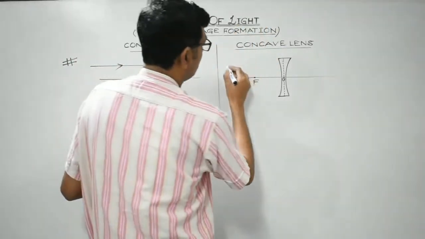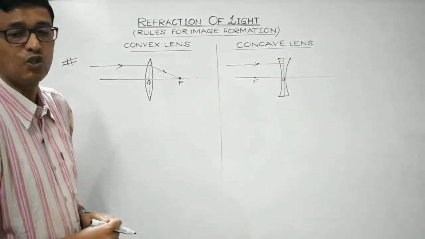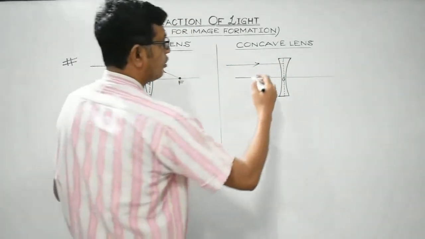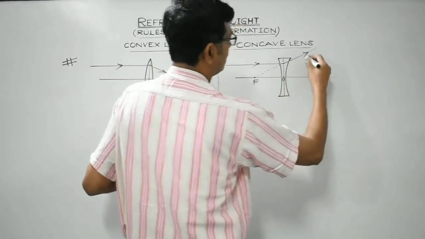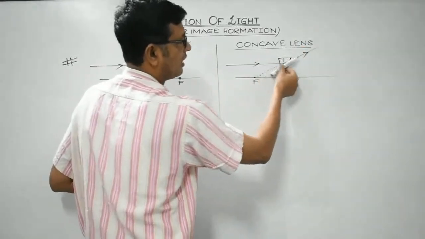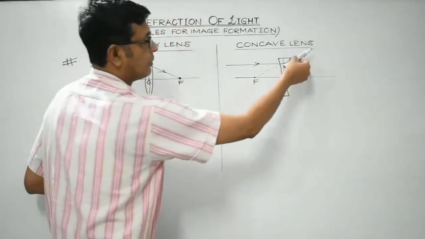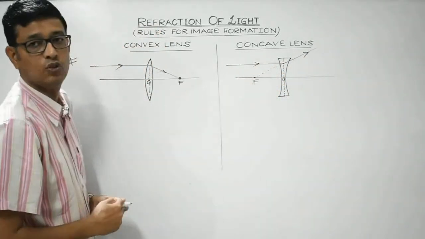So look, this is the ray which is parallel to the principal axis. So here, after refraction, it will appear as if the refracted ray is coming from the focus. This is the actual line, right? This is the direction in which the ray will get deviated. So it will appear as if this ray is coming from a point over here. So this point is the principal focus.